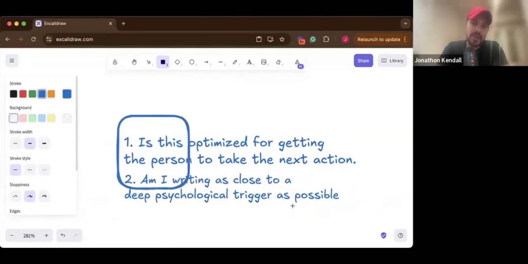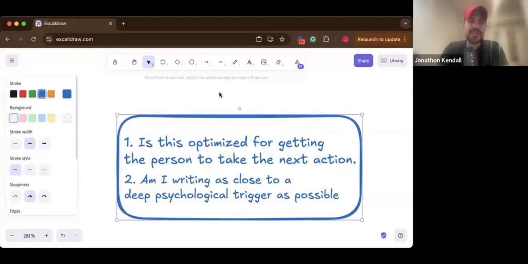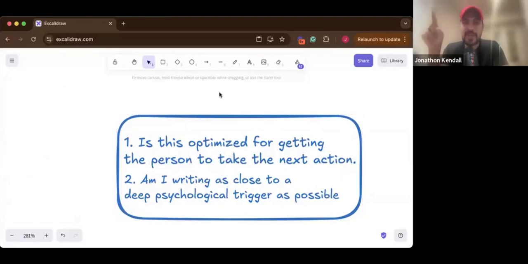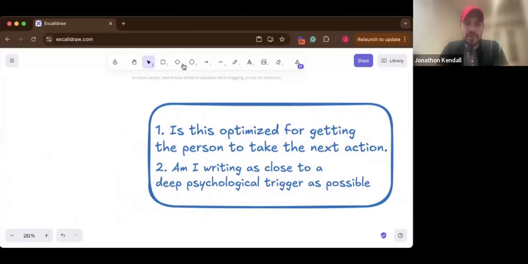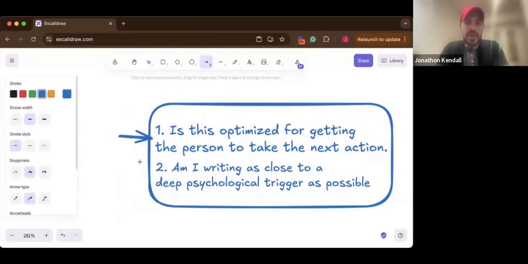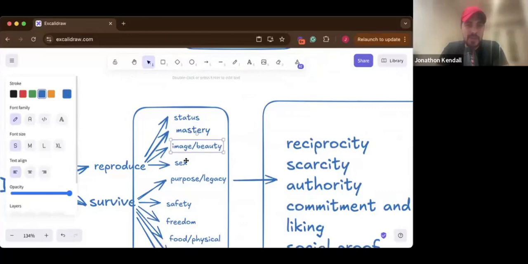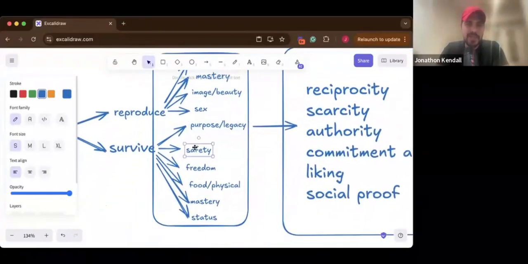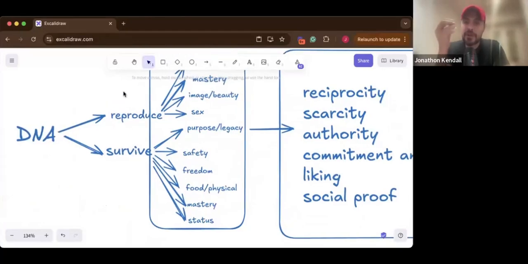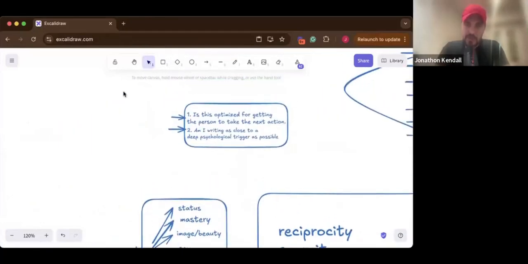So is this good writing? No, bad question. Is this optimized for getting the person to take the next action, and not general? Or am I writing as close to a deep psychological trigger as possible, not staying on the surface? Why? Does this poke at status, mastery, image, sex, purpose, legacy, safety, freedom, food, their family, survival, reproduction? The closer you are to that, the better the copywriting is.